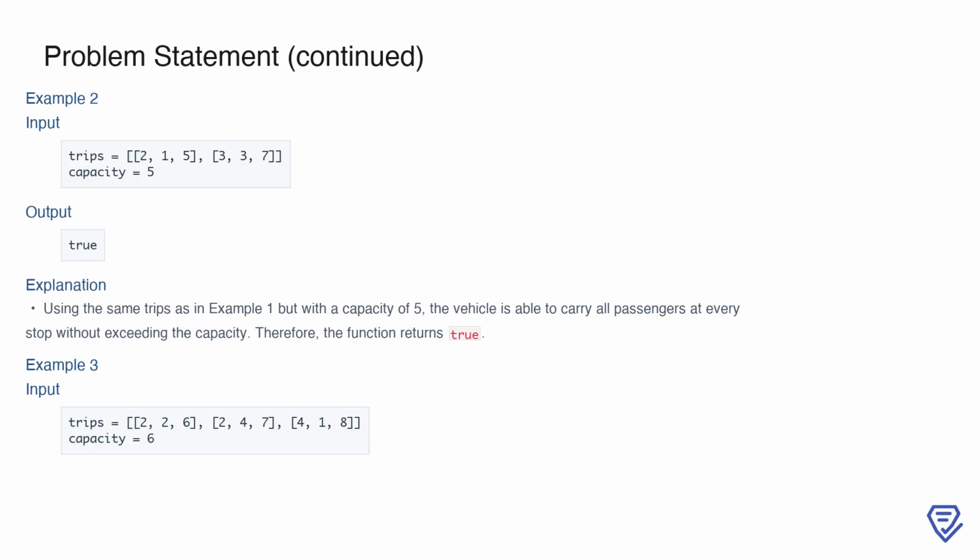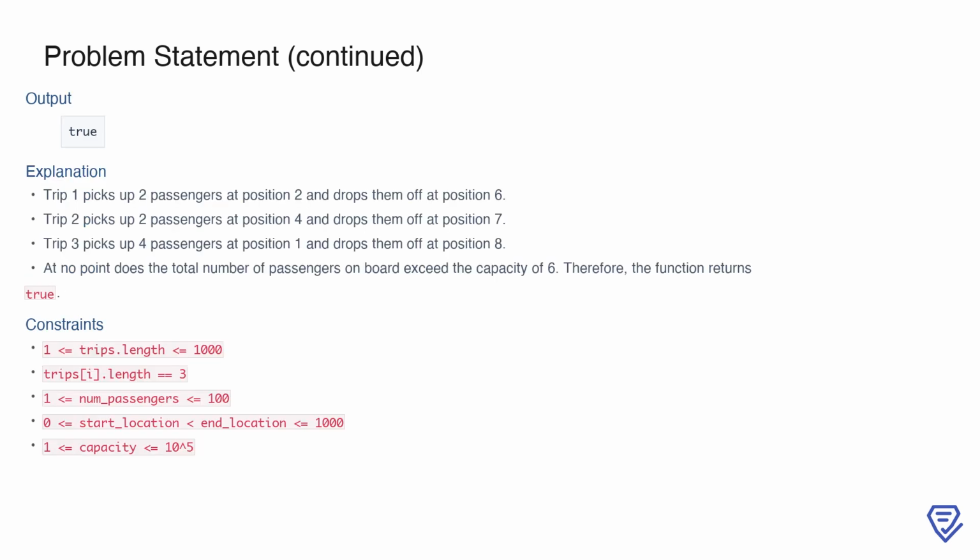Here, we have 3 trips. The first picks up 2 passengers at position 2 and drops them off at position 6, the second picks up 2 passengers at position 4 and drops them off at position 7, and the third picks up 4 passengers at position 1 and drops them off at position 8. The vehicle has a capacity of 6 passengers. At position 1, 4 passengers are picked up from the third trip. At position 2, 2 more passengers are picked up from the first trip, bringing the total to 6 passengers, which matches the capacity but does not exceed it.